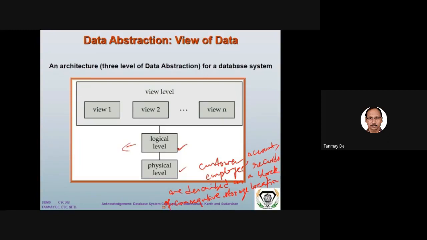At the conceptual level, each record is described by a type definition. That is, here the records are described by a type definition.